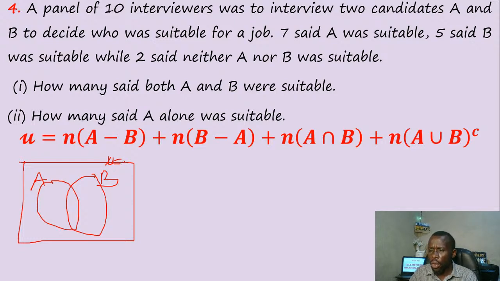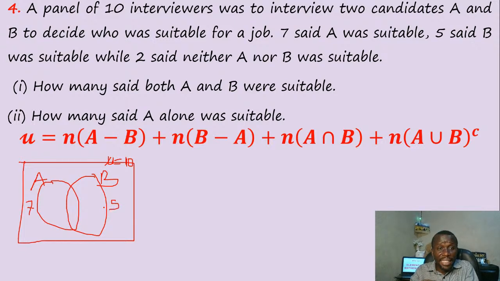So that's what we're doing now. 10 is the universal set. Now, what was the question? Two candidates, A and B, were interviewed to decide who was suitable. 7 said A was suitable, but did not say only. Not that 7 said A only was suitable. They just said 7 said A was suitable. 5 said B was suitable.